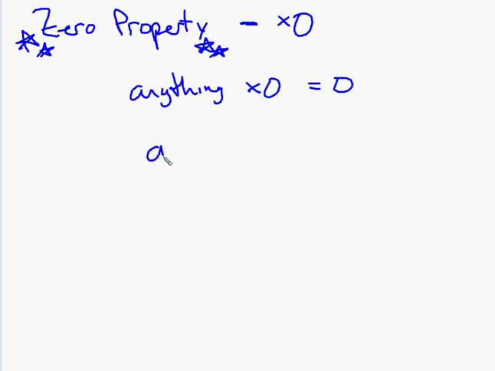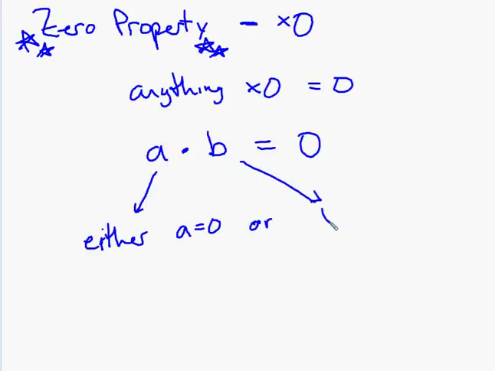Well, look up here. Let's say I have something, any something A, and I multiply it by any other something B, and I say that equals 0. Well, what must we know? Well, either A equals 0 or B must equal 0. One of these must be the case if I say A times B equals 0. So we're going to actually be able to use this to solve some very complicated things. So 0 property becomes very, very important.